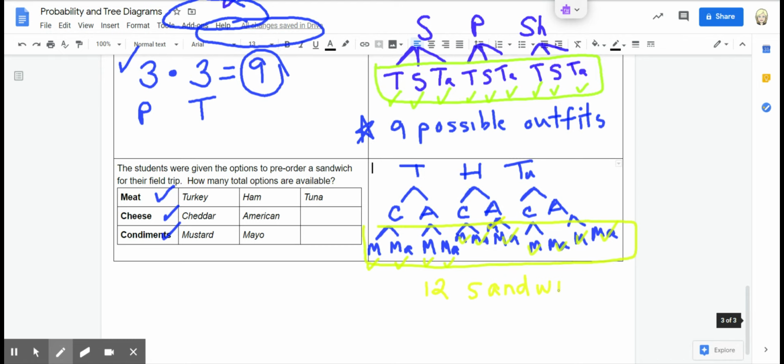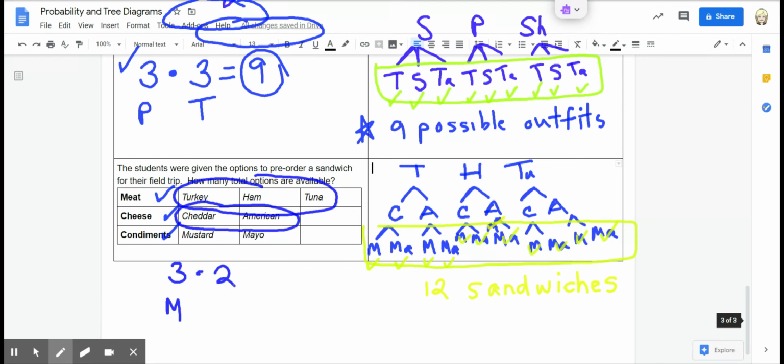Well, is there an easier way if you're just asked how many possible outcomes? Absolutely. So let's go ahead, back up here, and use the counting principle, which says you take the amount of the first event, and we had 3 types of meats, and you multiply it by the second event, which is 2 options, 2 cheeses, and then you multiply it by the condiments, which was 2. So you get 3 times 2 is 6. 6 times 2 is 12 possible sandwiches.